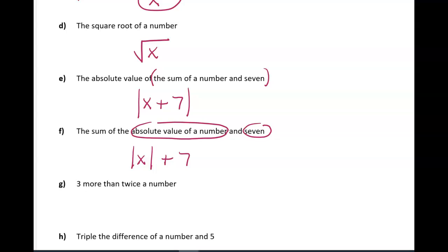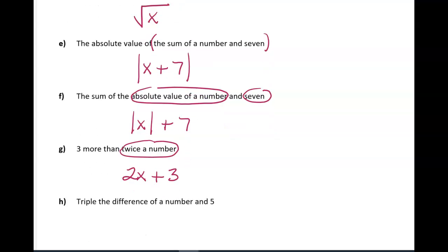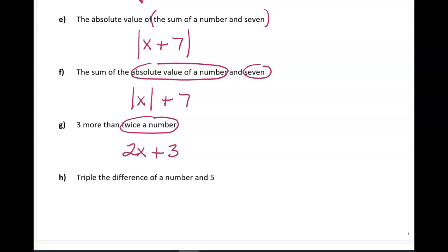All right, in G, 3 more than twice a number. So we have to find twice a number first and then get 3 more than it. So twice a number means 2 times the number. So that's 2 times x. And then we need to add 3 to that. We don't need parentheses there because order of operations says that we're going to do the multiplication first anyway, and then plus 3 would be after that.